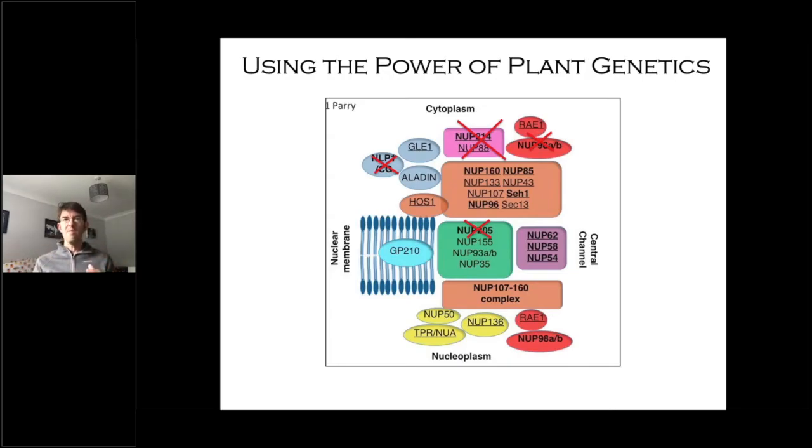Something as fundamental to the plant as the nuclear pore complex, this transport between nucleus and cytoplasm, if you remove a number of those components, the plant's unable to survive. And maybe, as I said, this isn't surprising. What is maybe more interesting is what we see in those other mutants where the plant is able to survive. We really want to understand where the specificity is and why that is able to happen.